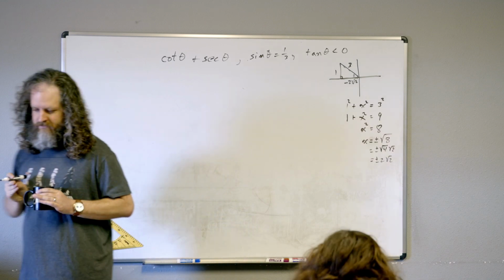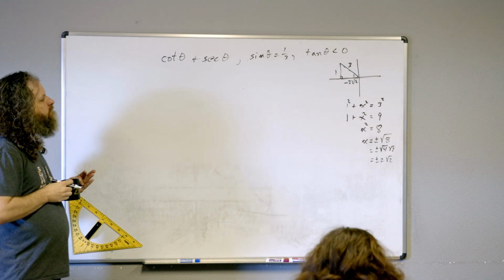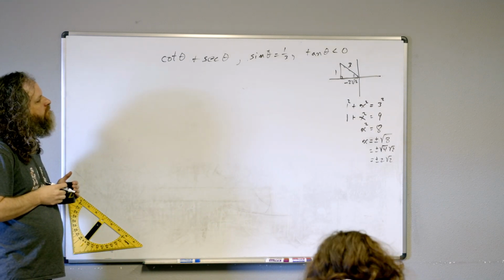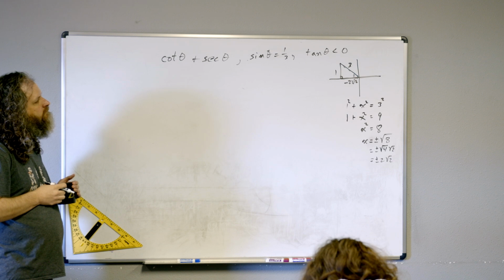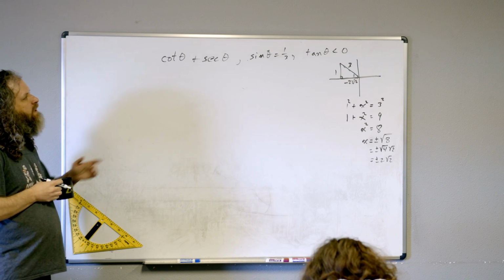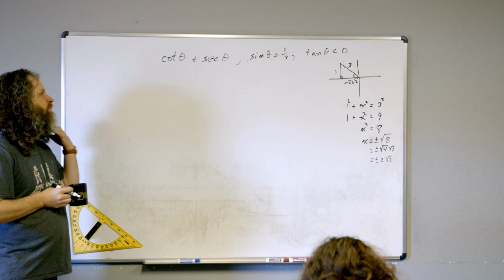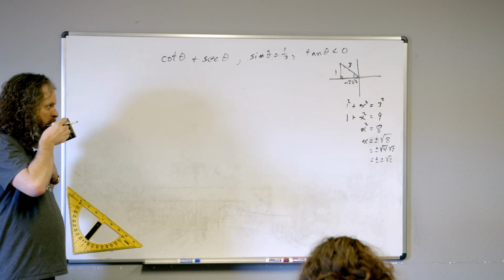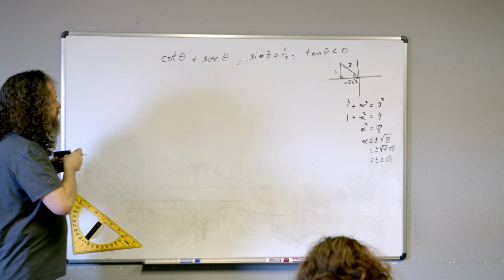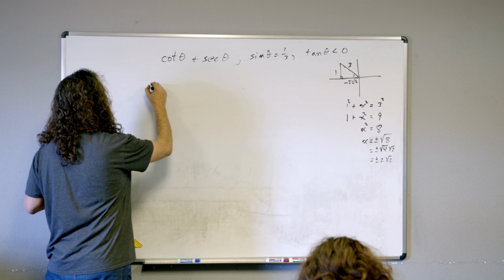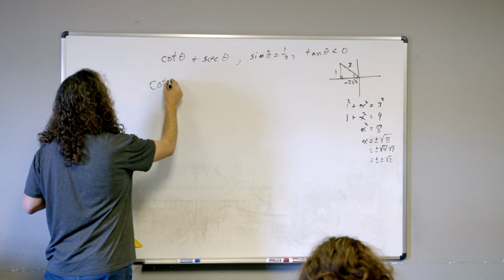That's so much easier than solving it all out. How do we know it's negative? Because we were told the tangent is negative, and so we narrowed down to a quadrant. So the cotangent is just negative 2 square root 2.